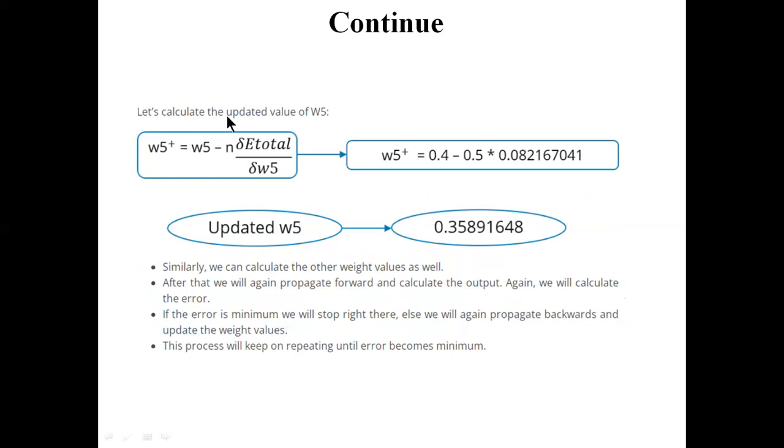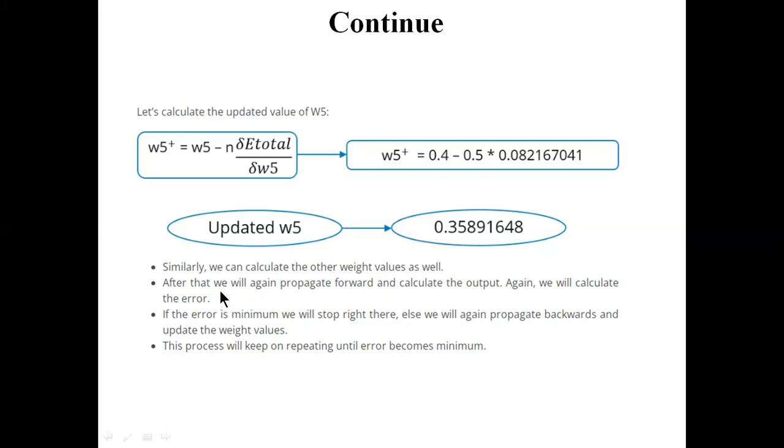Now let's calculate the updated value of W5. The value in the next iteration will be W5 minus eta times delta E total by delta W5, that is W5 equals 0.4 minus 0.5 multiplied by 0.08 this term, and the updated W5 value will be 0.3589. You can see that the initial value was 0.4 and the updated value is 0.35. Similarly, you can update all the weights of the network.